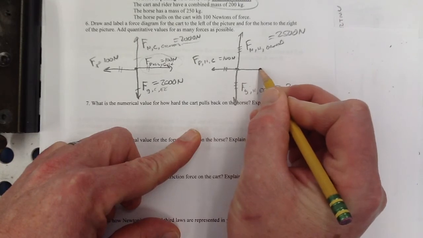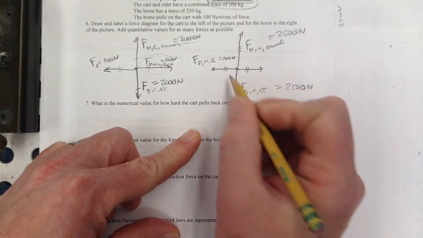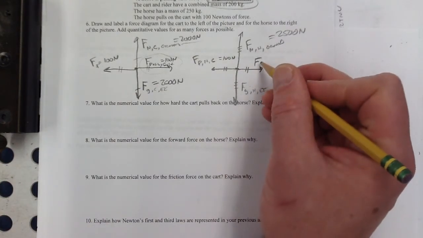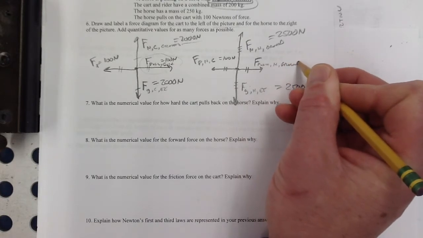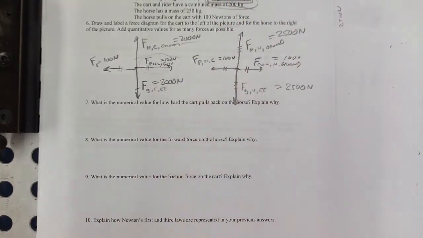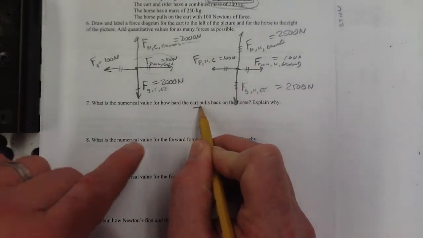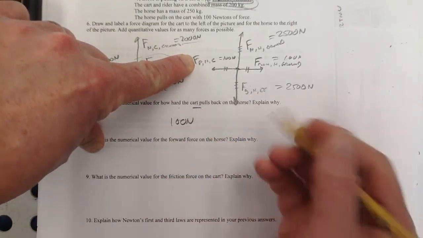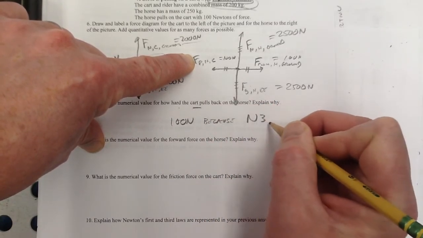And furthermore, since we're going at constant velocity here, sorry, I didn't mean to cross that out, just to emphasize it, this force of, what did we call it? The push on the horse from the ground also has to be 100, because the forces here are balanced too, because we're going at a constant velocity. So what's the numerical value for how hard the cart pulls on the horse? 100. Because Newton's third law.